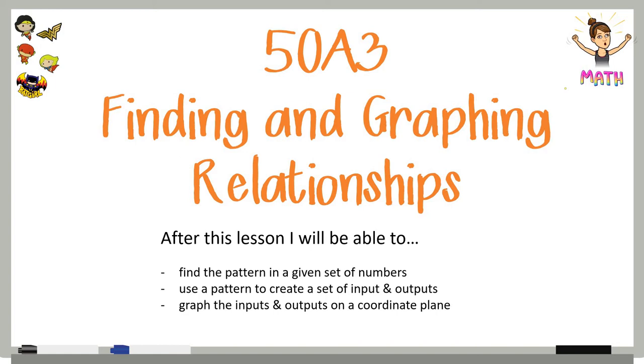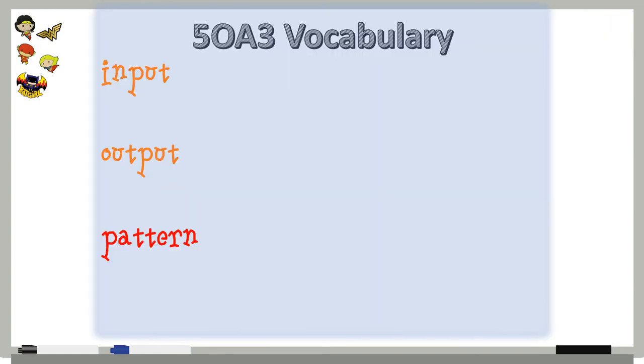So after this lesson, we should be able to find the pattern in a given set of numbers, use a pattern to create a set of inputs and outputs, and then graph those inputs and outputs on the coordinate plane. So we are going to be doing a little bit with ratios and proportions, connecting that to functions, and then extending that into geometry. So let's take a look.